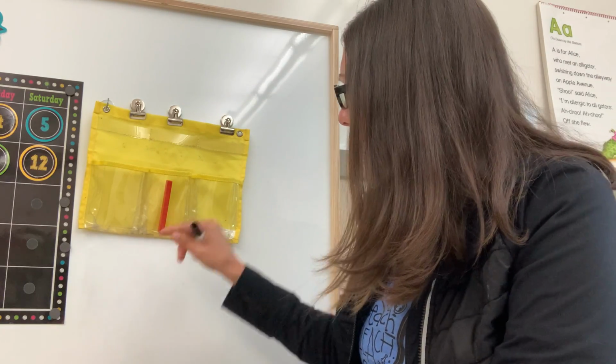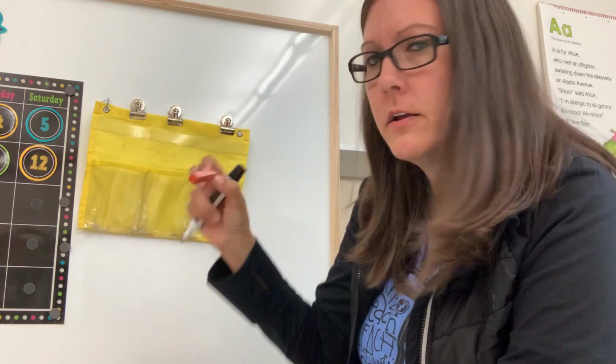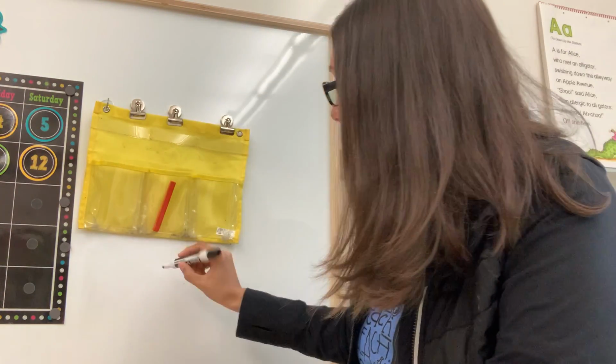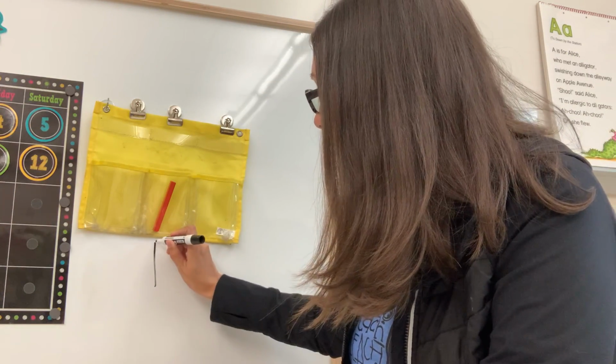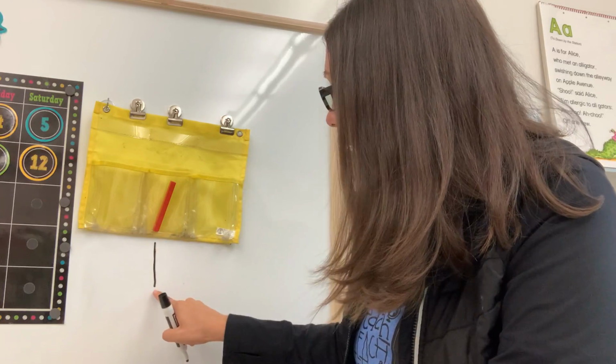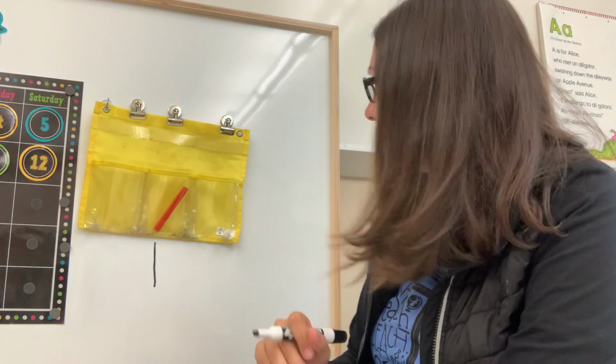Now, how many 10s do I have in there? How many of these sticks are there? It's just one stick. So I'm going to write the number 1 right there. 1 10. There's 1 10 stick in there.